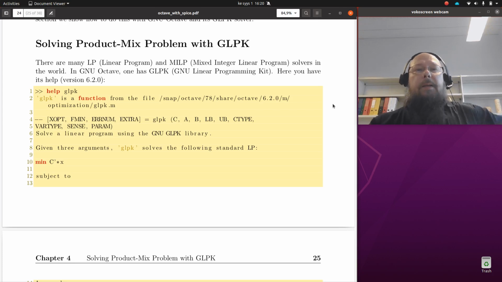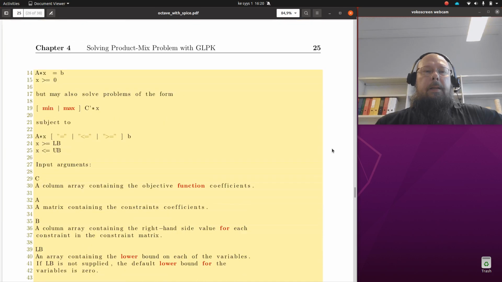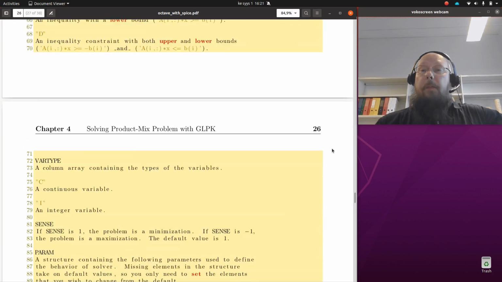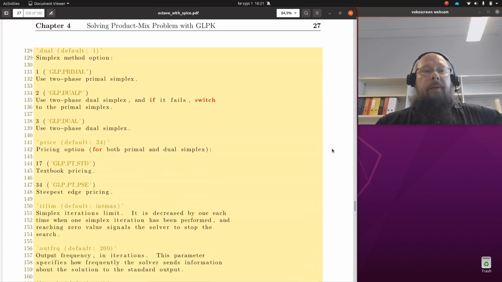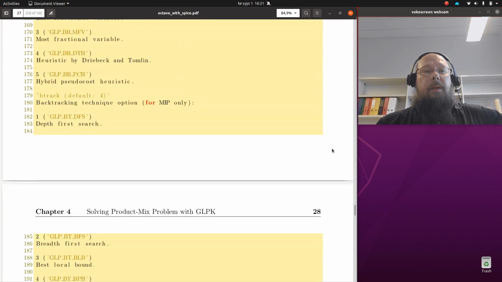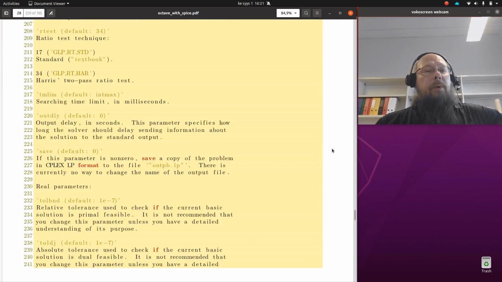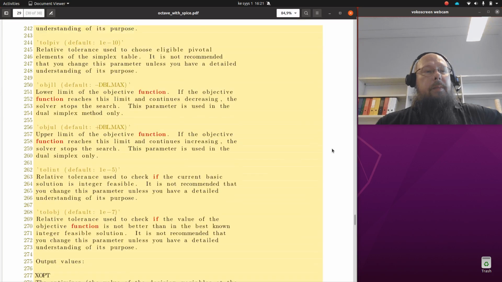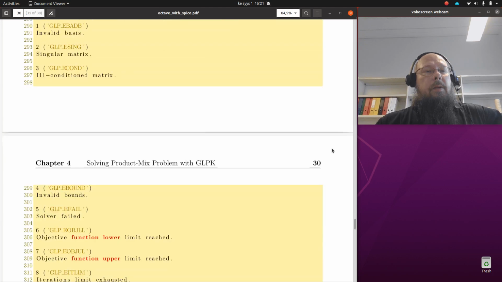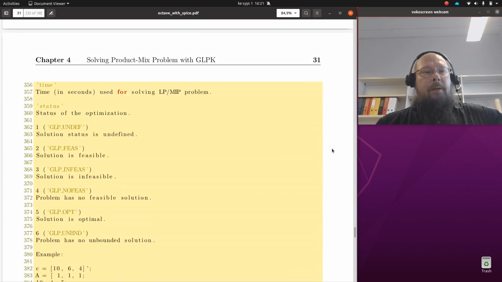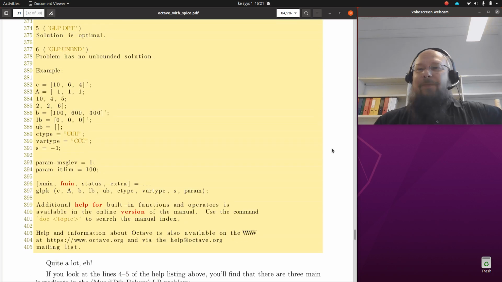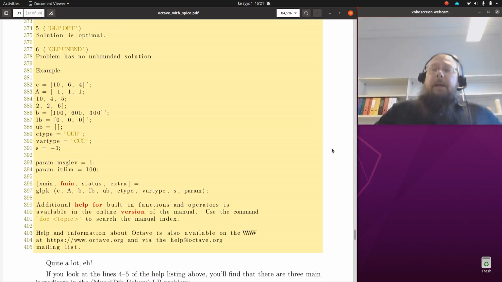So what I've simply done here is I printed the help for GLPK, and you can see that this is a rather complicated or versatile function. It's not even the help on how to use it, it's kind of longish, more than 300 lines. Do we get 400? Yes, we get 405 lines. Quite a lot.